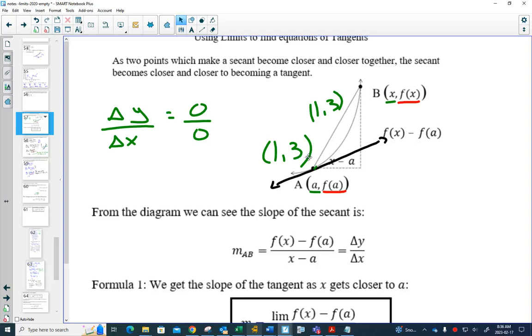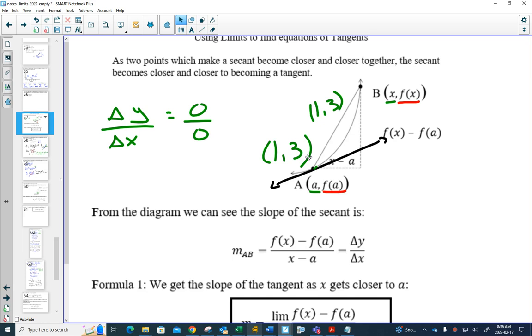I'll start off with a little bit of review of what we've been doing, because we're building up to connecting limits to derivatives, which is like, this is calculus. This is what calculus is all about.